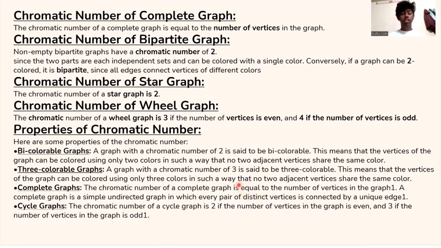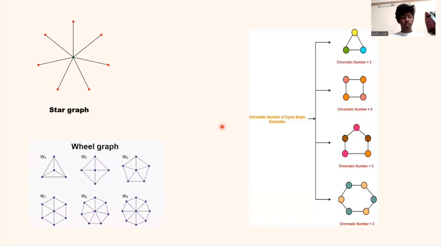No need for calculation or assigning colors. So just by seeing those vertices, we can determine the chromatic number of those graphs. So these are the examples of graphs for which we can easily determine the chromatic number.